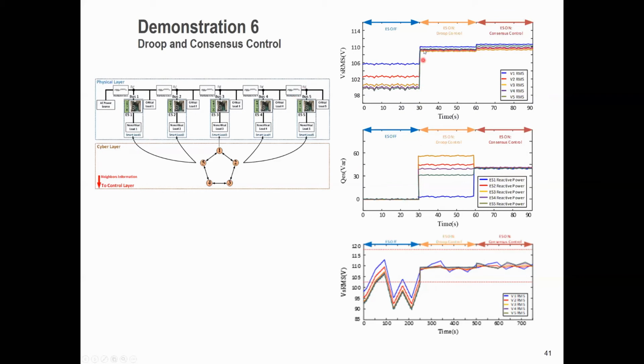Now, once we activate the spring, we manage to regulate all the voltage here, V1 to V5, close to the 110 volt, which is the nominal voltage in this setup. As you can see, different electric springs provide different level of compensation.